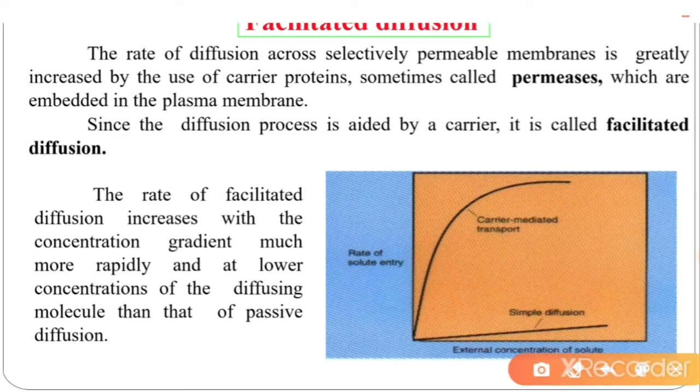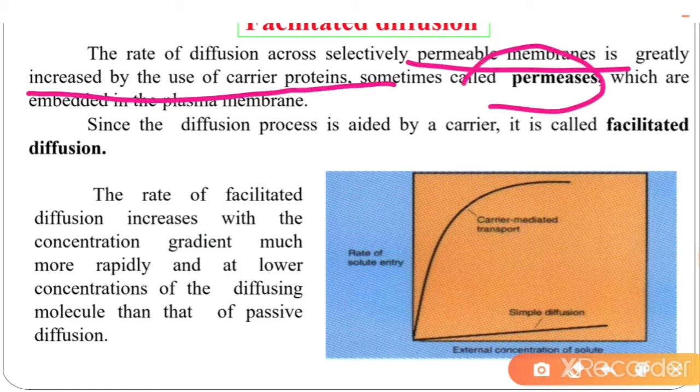Next one, facilitated diffusion. Now see, the name itself indicates that there is a facility to transfer the molecules from outside to inside or inside to outside. The rate of diffusion across a selectively permeable membrane is greatly increased by the use of carrier proteins called permeases, which are embedded in the plasma membrane.